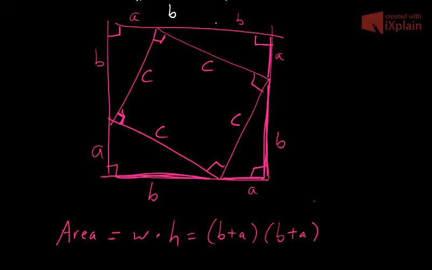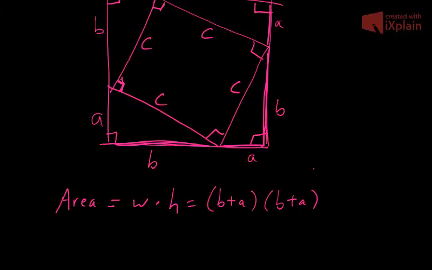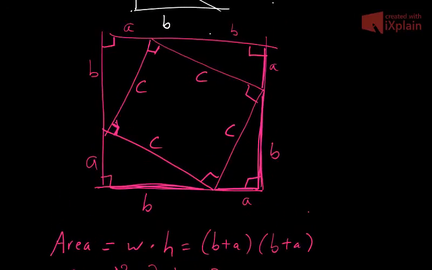I know that the area has to be the width times the height, which is b plus a times b plus a. We just looked at what these kinds of things give us when we FOIL them. So this should be b squared plus 2ab plus a squared. So my area equals b squared plus 2ab plus a squared. But that's not the only way to find the area of the square. So we're going to use a little bit of a different method.